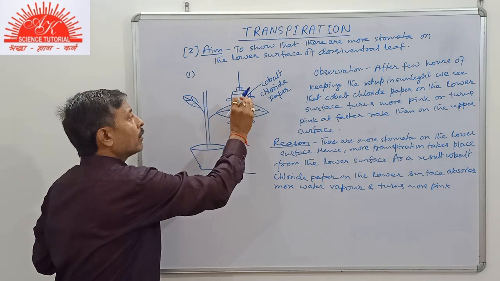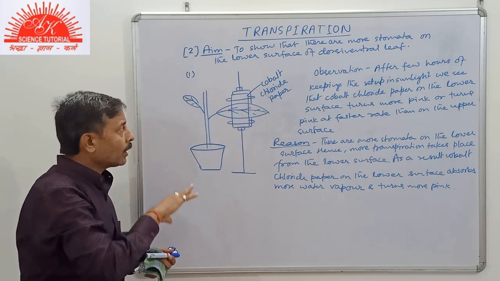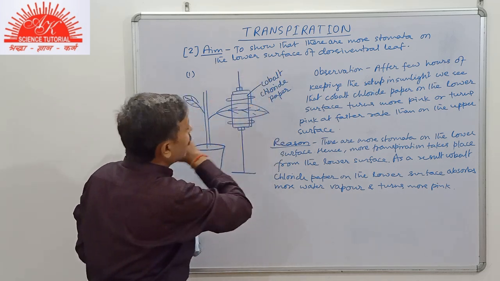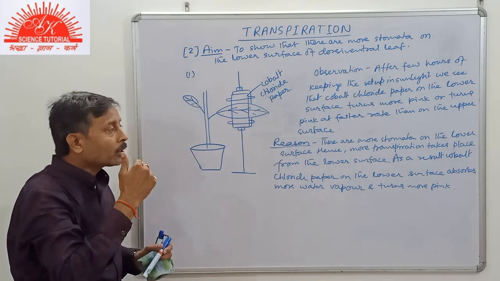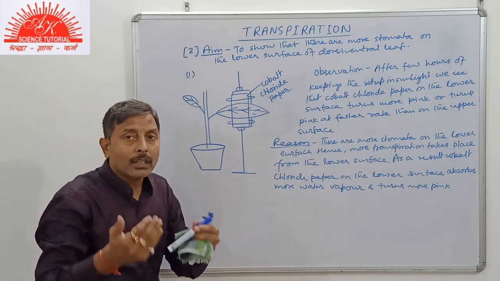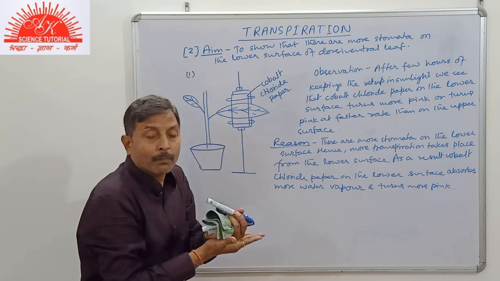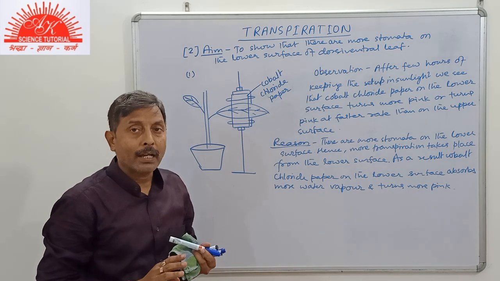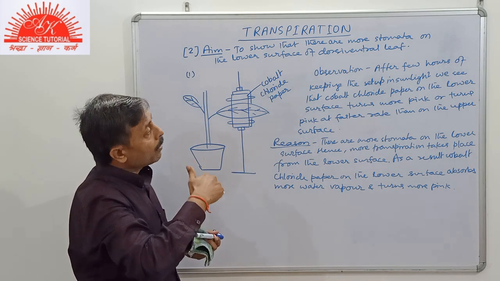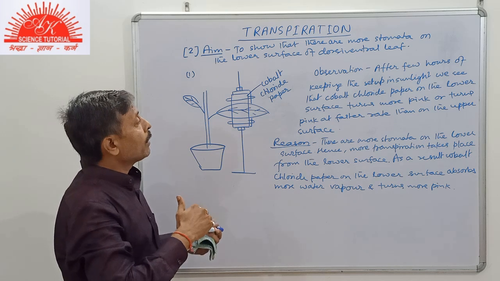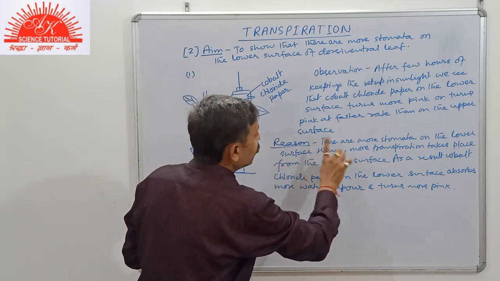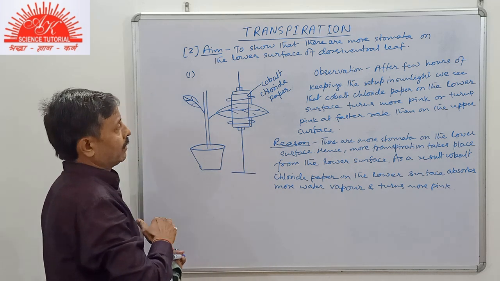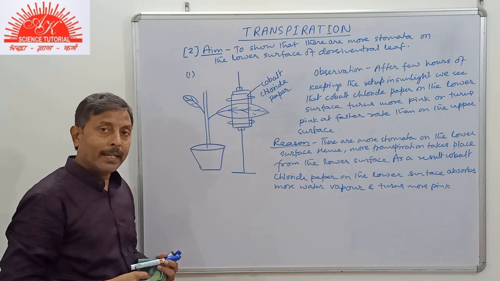So we have placed cobalt chloride paper on both the surfaces, but since there are more stomata on the lower surface, more transpiration takes place. More water is evaporated from the lower surface of the leaf, which is in turn absorbed by the cobalt chloride paper. As a result, it shows more change in color from blue to pink, or it changes its color at a faster rate. So this is the aim of the experiment.